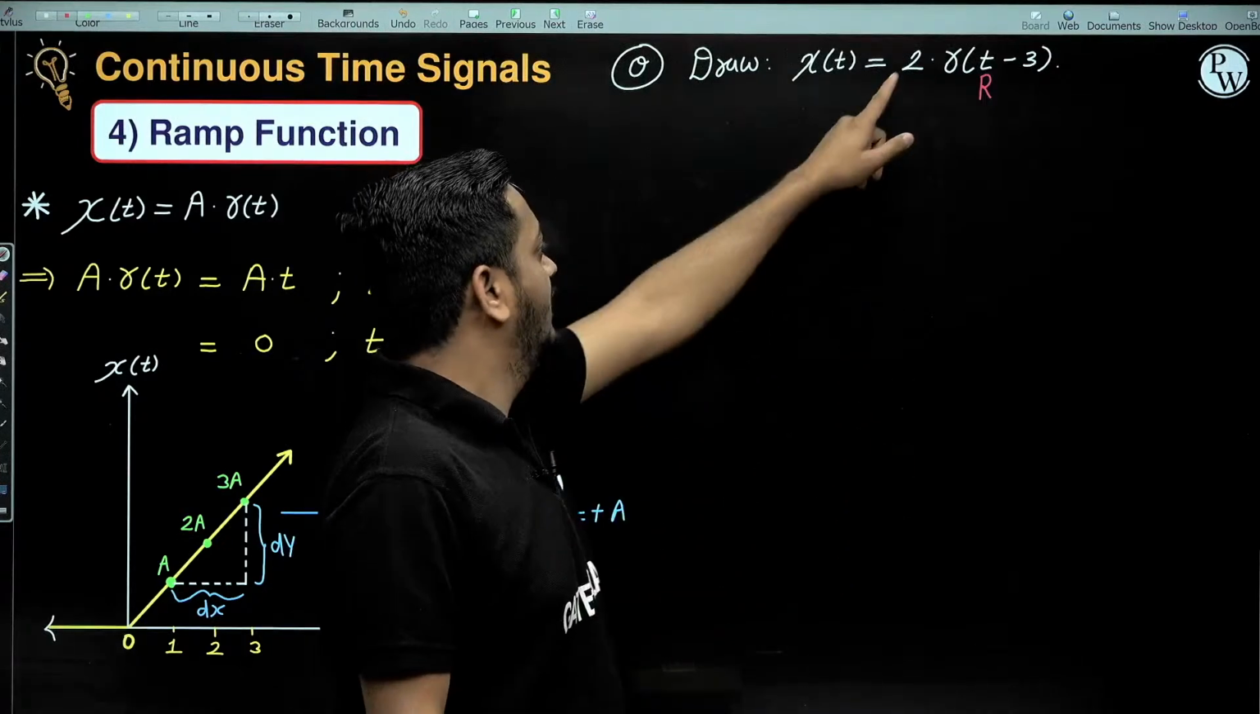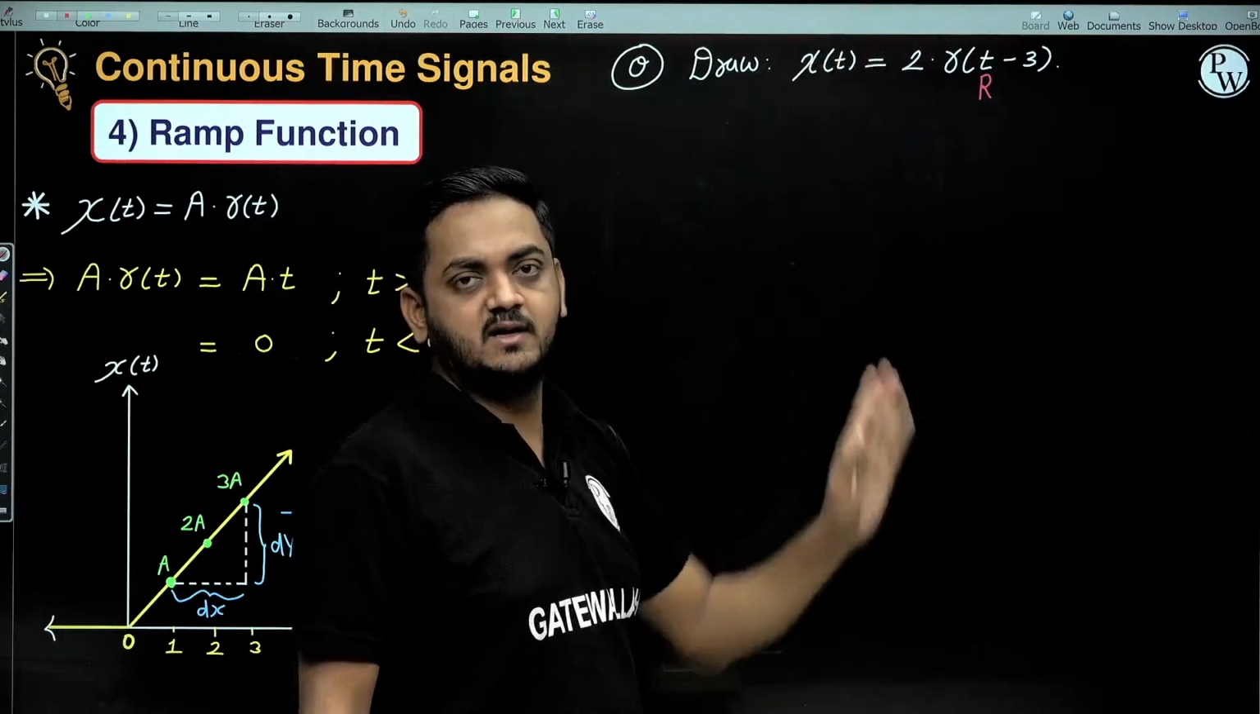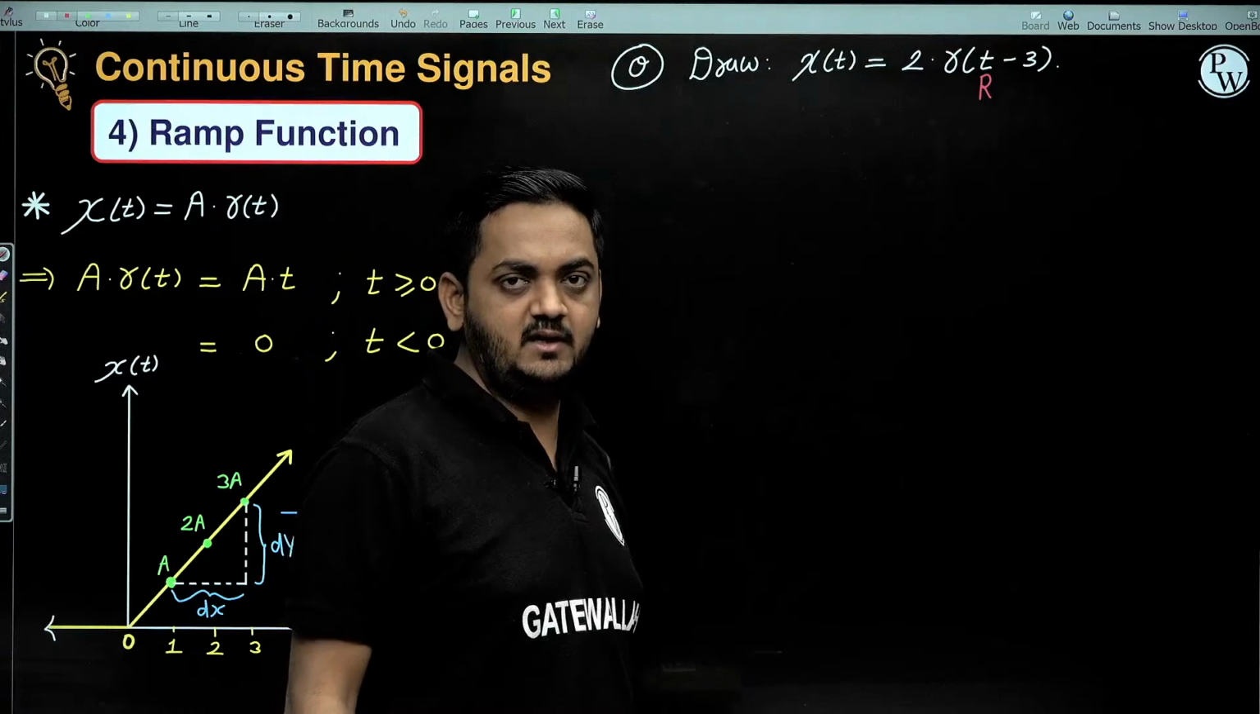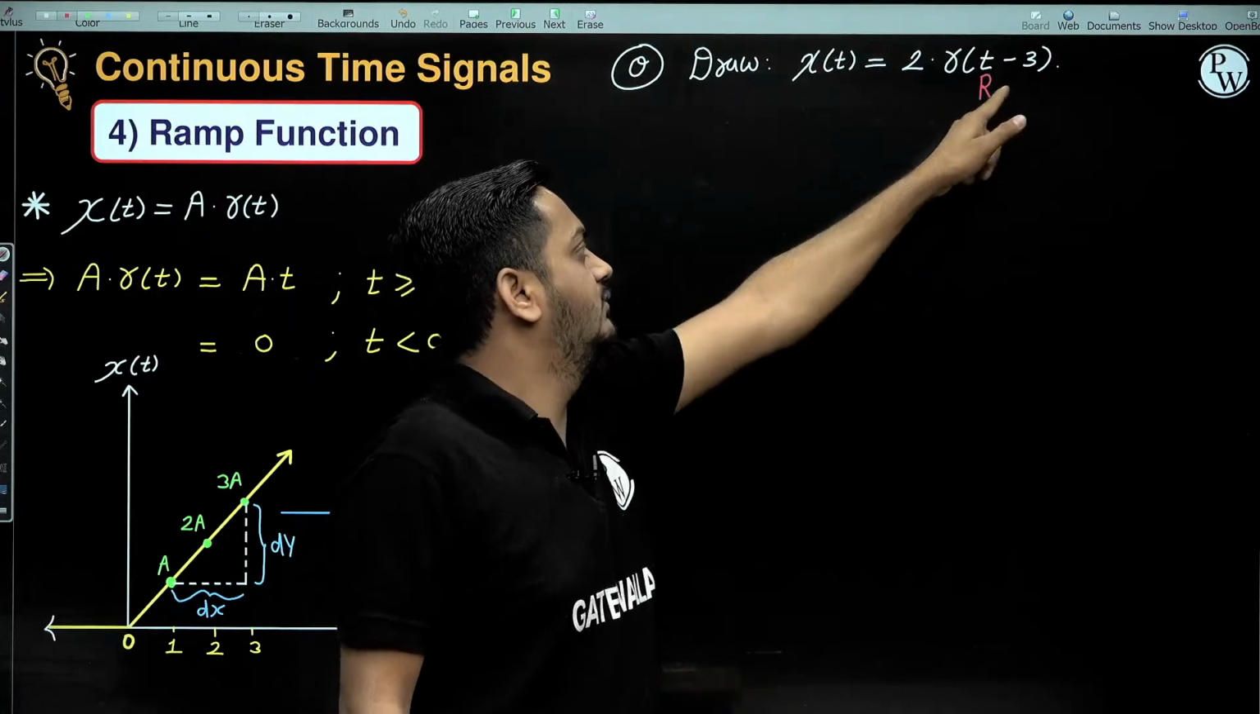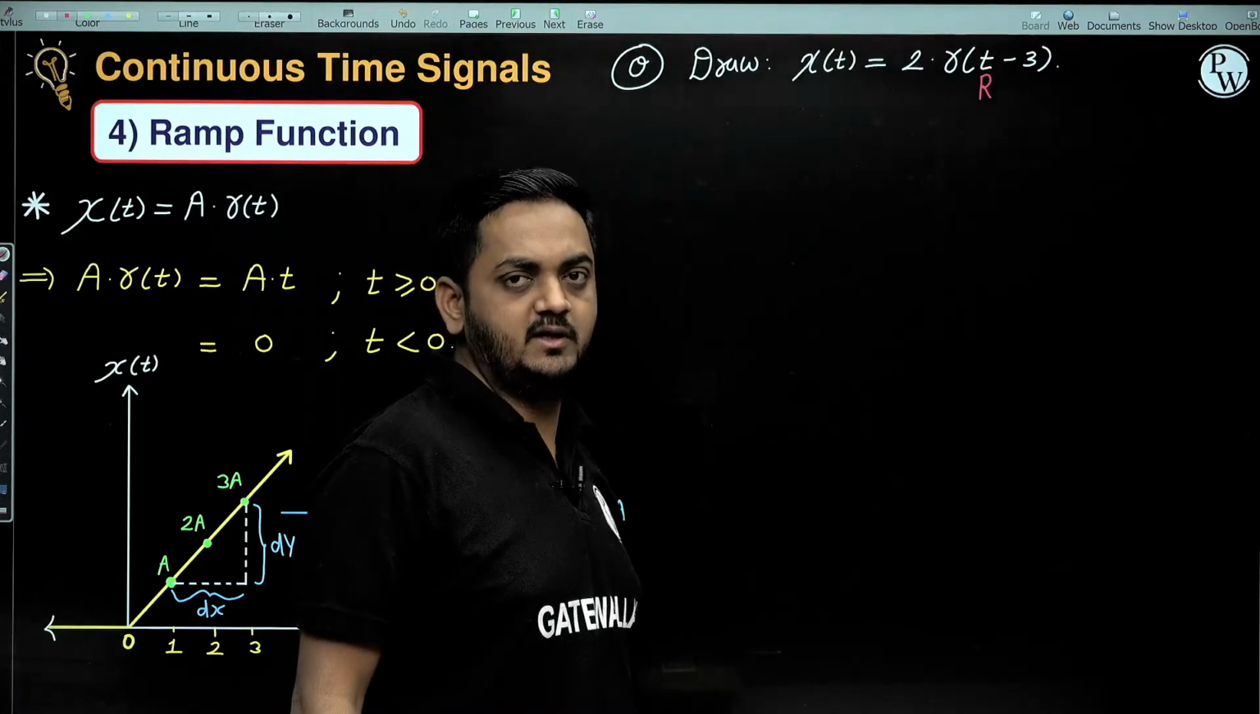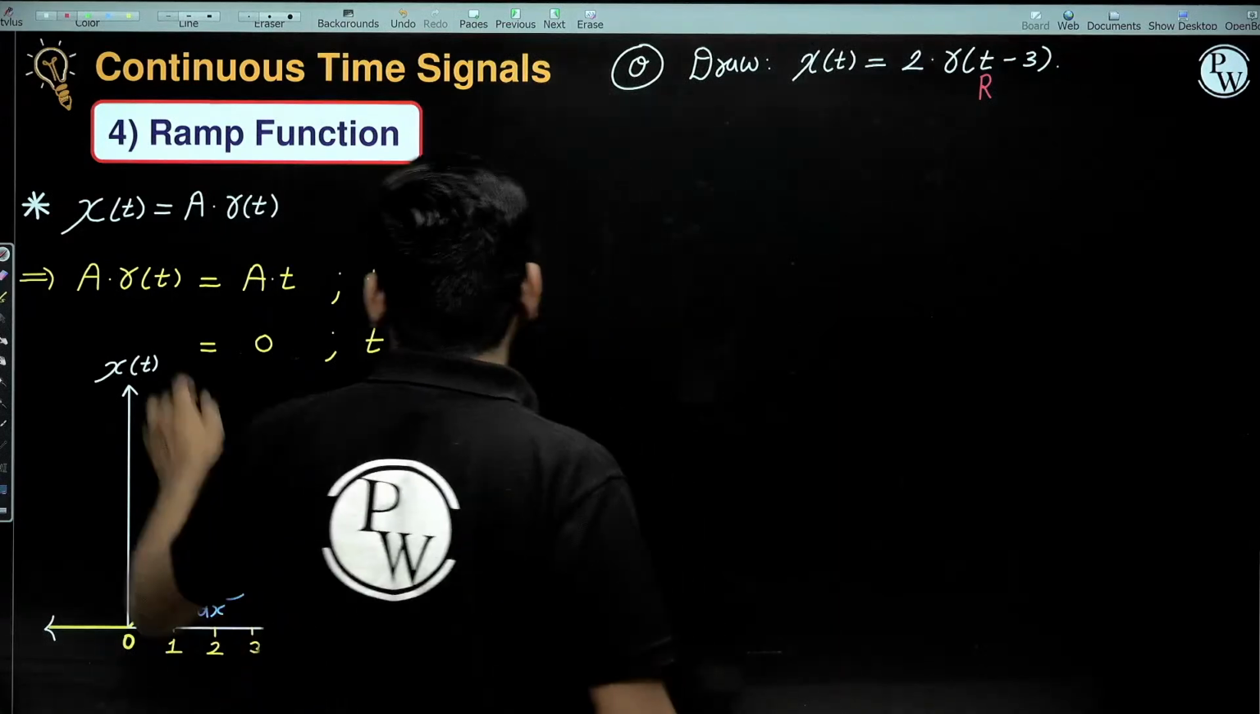Now here plus 2 is there, so it will be increasing guys, right side increasing, correct? Right side increasing from t equal to 3 guys, from t equal to 3.